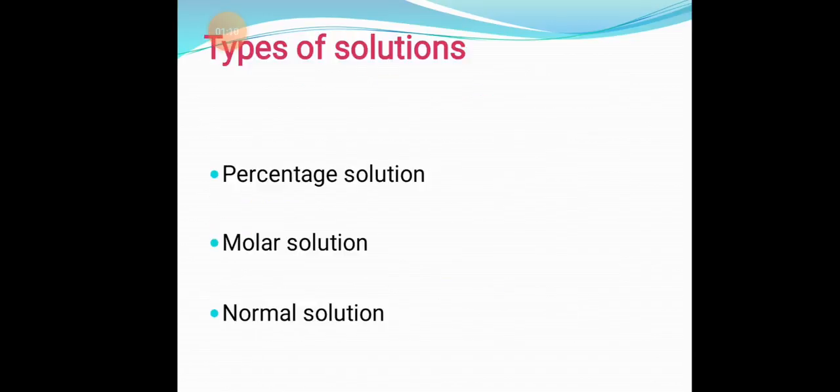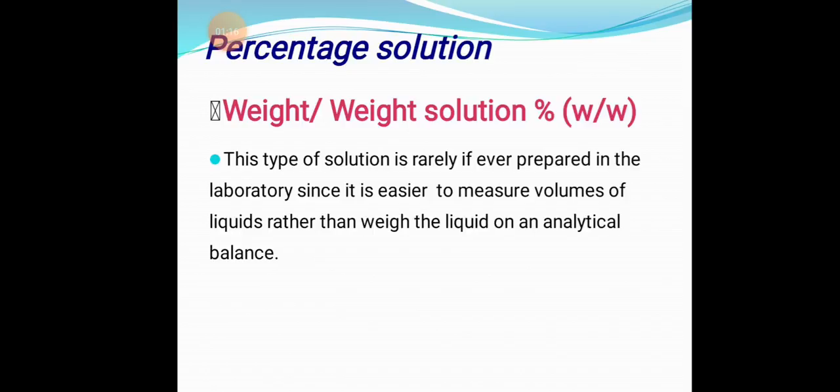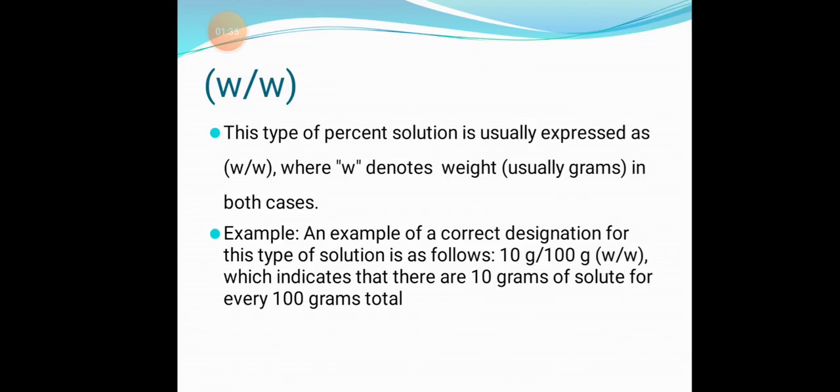Coming to types of solutions: percentage solution, molar solution, normal solution. Percentage solution can again be of two types: weight by weight solution, that is W by W. This type of solution is rarely, if ever, prepared in the laboratory, since it is easier to measure the volume of liquids rather than weigh the liquid on an analytical balance.